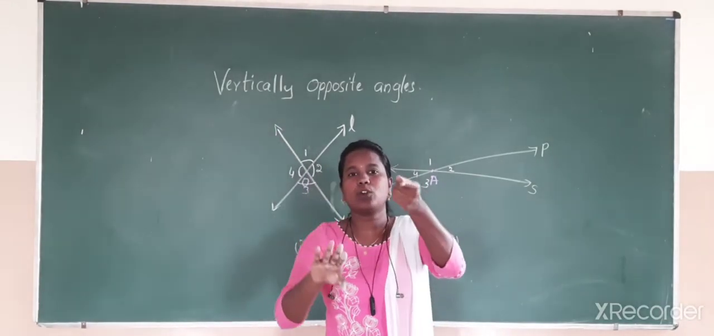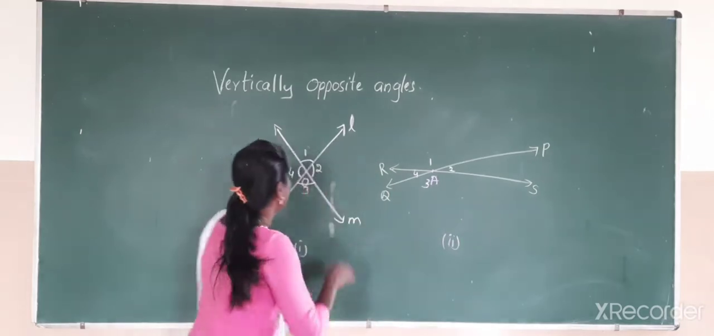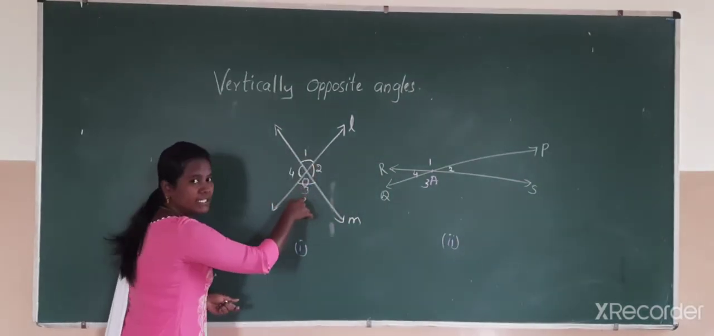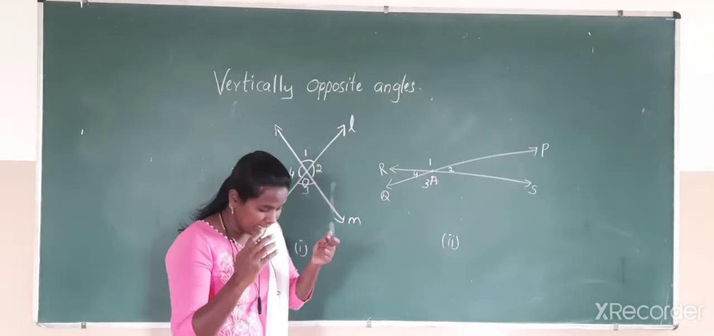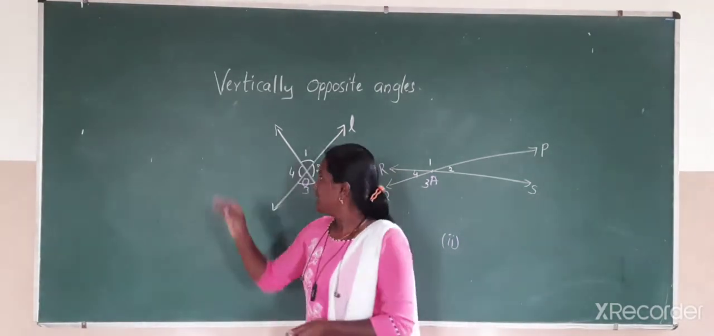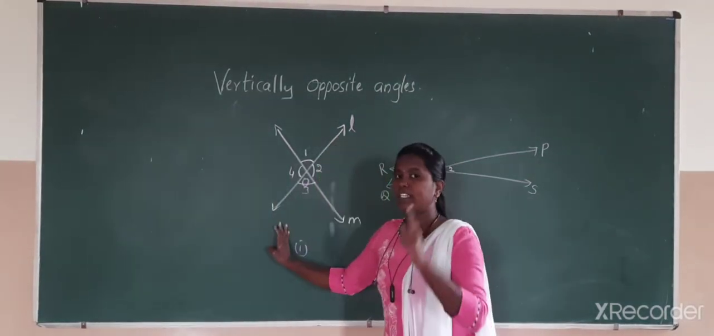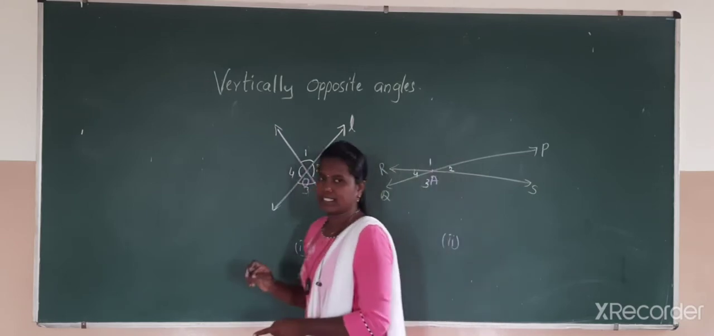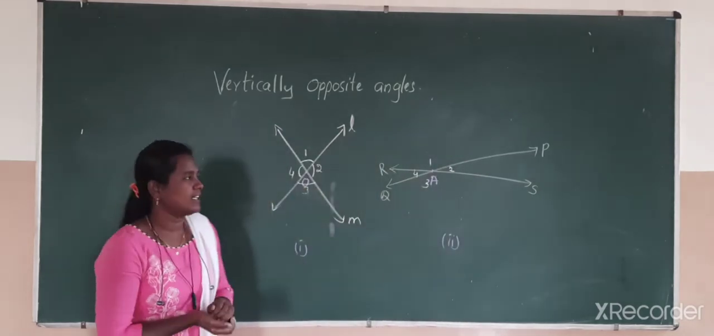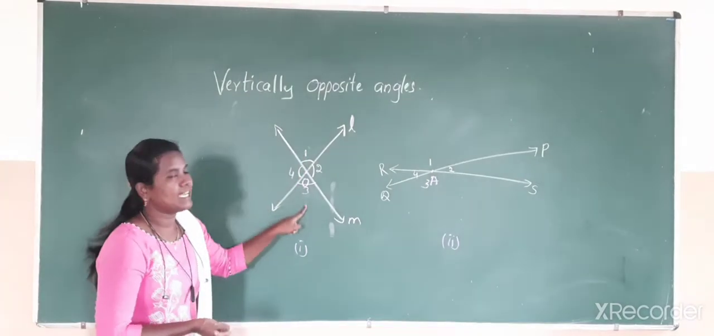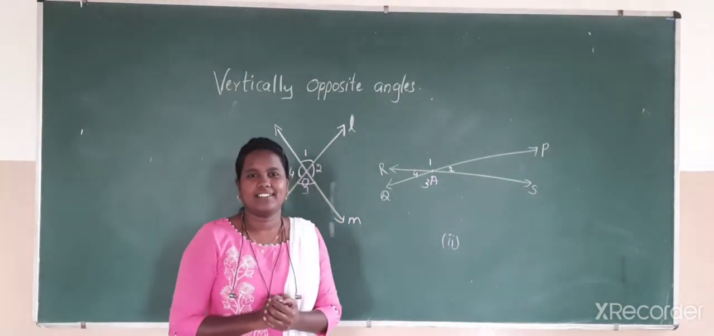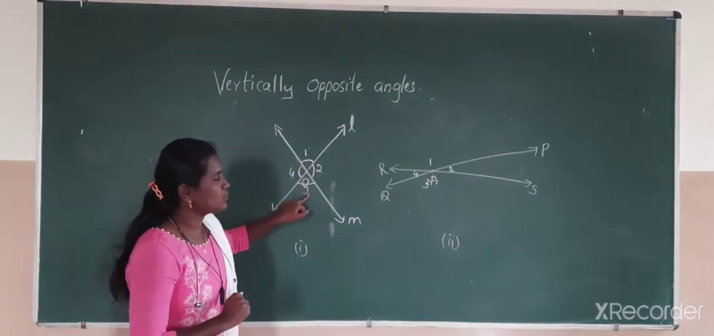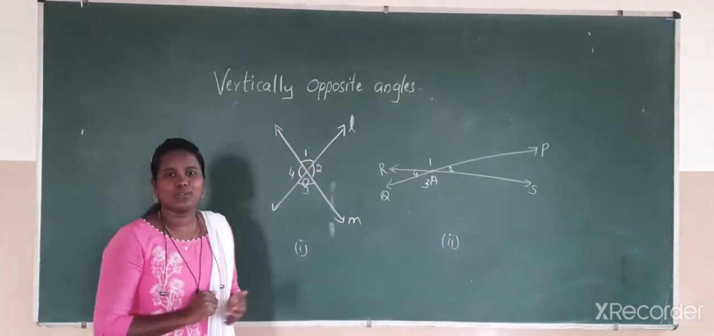Then just rotate them. What are you going to get? 1 overlaps on 3 and 2 overlaps on 4. So it is clear that when two lines intersect, the vertically opposite angles so formed are equal to one another. That is, 1 is equal to 3 and 2 is equal to 4.